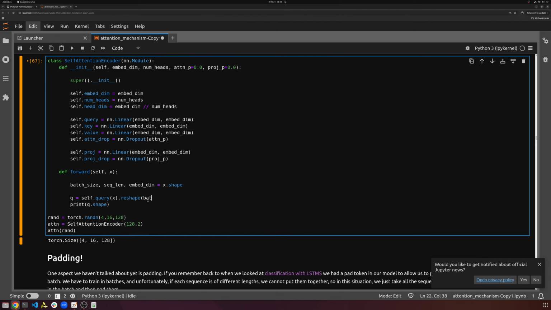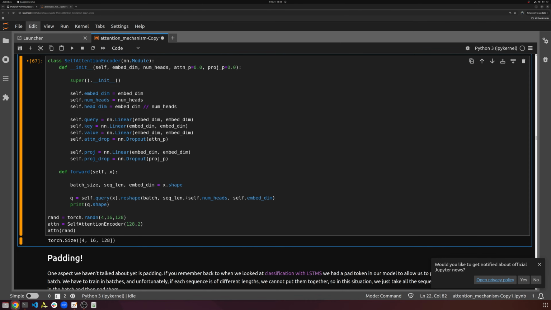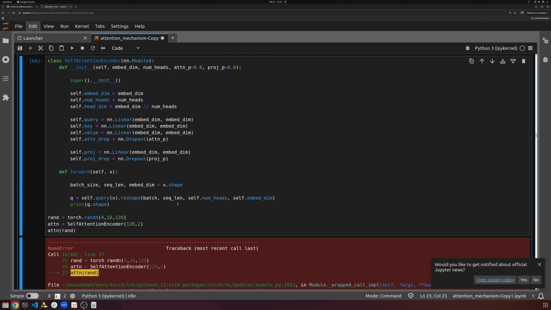So let's do batch by sequence len by embedDim, but this won't change anything, right? This is the same shape. What we want to do is take the embedDim and split it into the number of heads by the headDim. So we're going to do self.num_heads by self.embed_dim. So this is going to take this 128 and split it into two sets of 64.